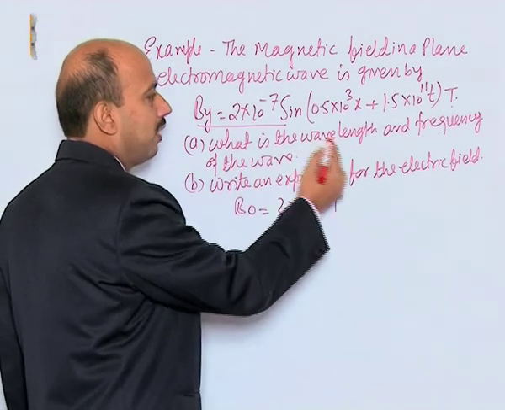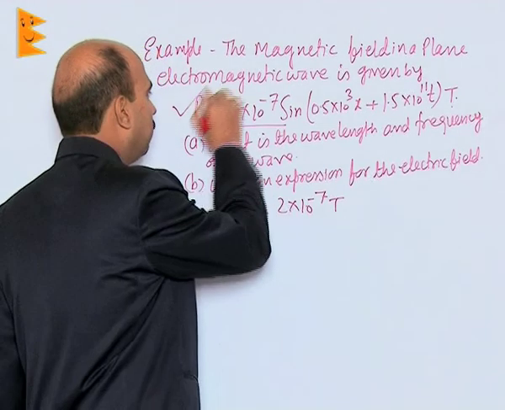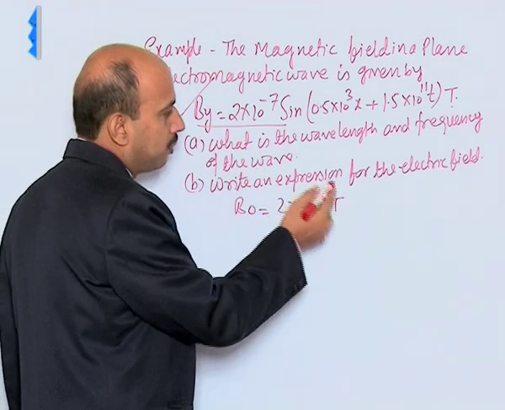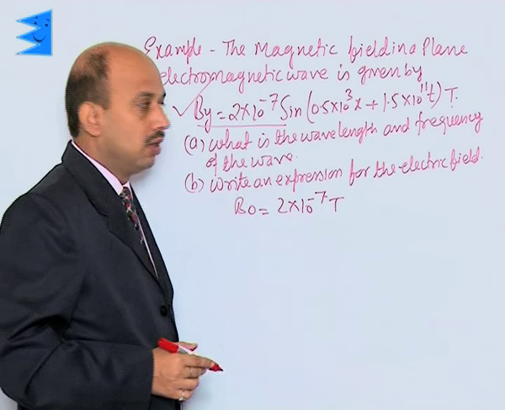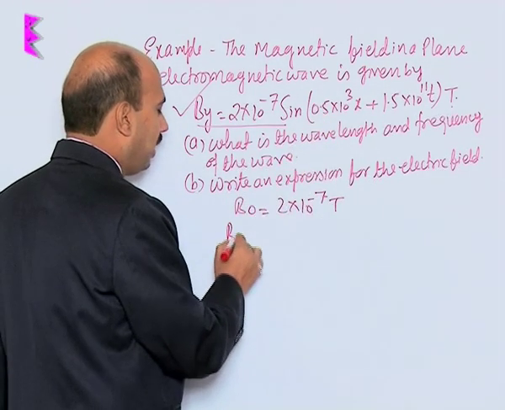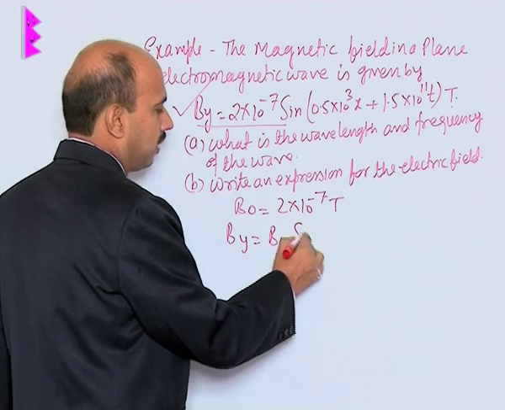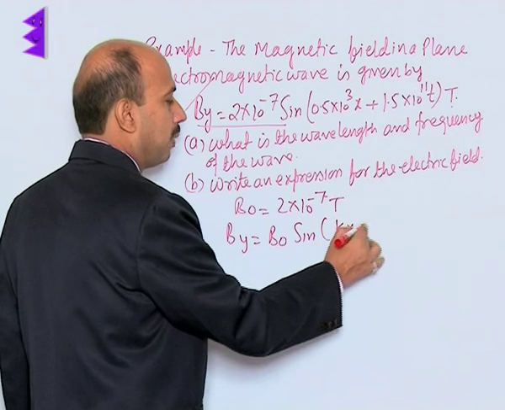Now, what is the wavelength and frequency of the electromagnetic wave, which is represented by this one, and write the expression for the electric field. So, now see here, this one can be compared with this, By is equal to B naught sin (kx plus omega t).